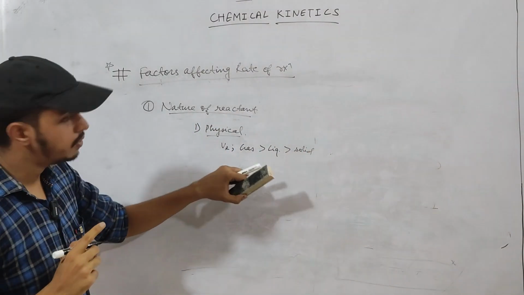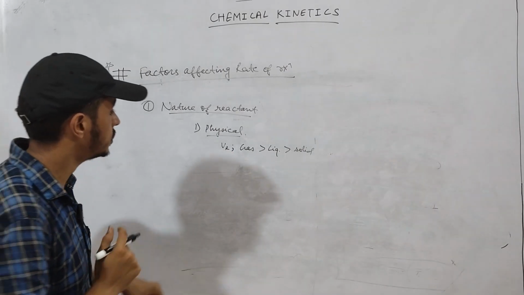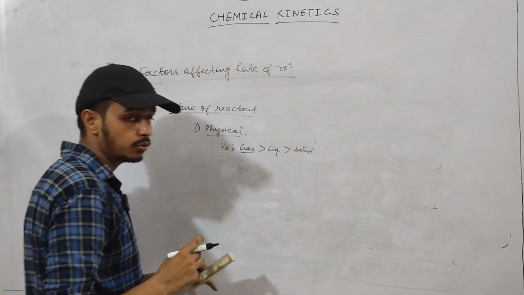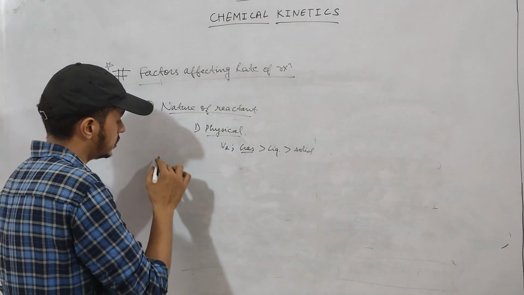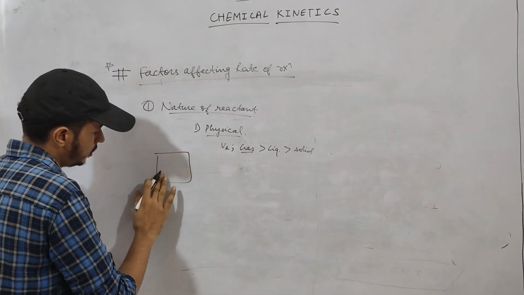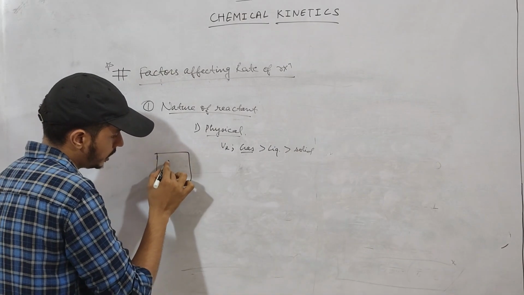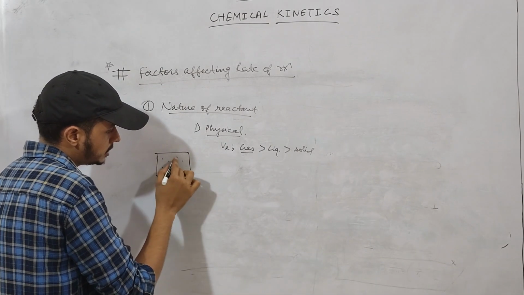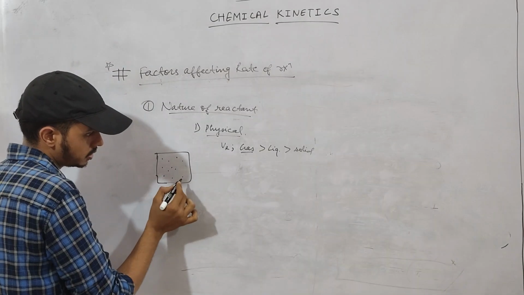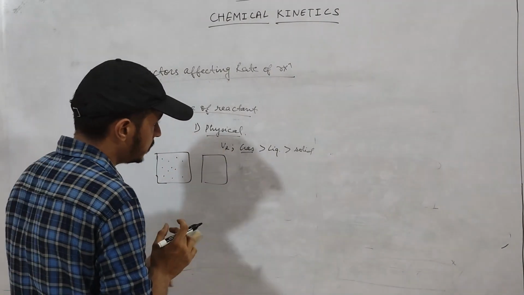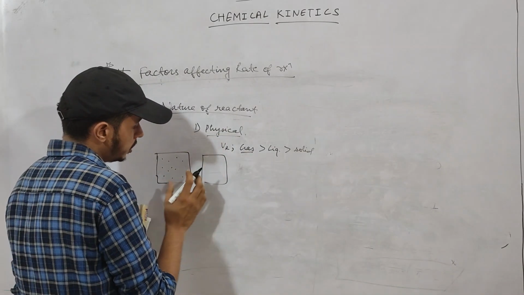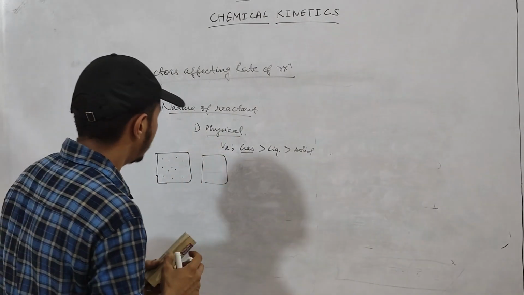Why will the rate of reaction be affected more for gas? Because in a gas, all the particles are at a larger distance from each other. Let's say there is a container in which there are gas molecules. The gas molecules will be at a larger distance from each other. In a liquid, these molecules will be a little closer, but in a solid all the molecules will be completely attached to each other.